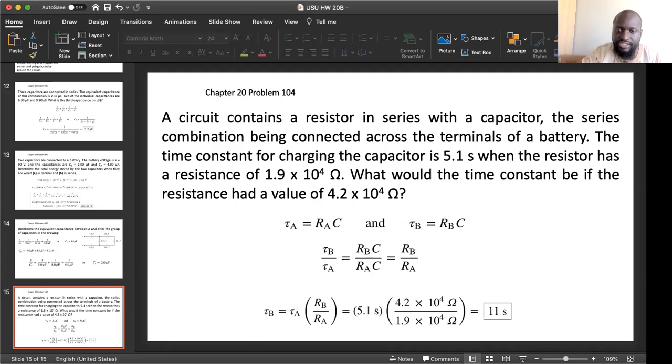So time constant is just resistance times capacitance. Time constant for A is resistance of A times capacitance, and time constant B is resistance B times capacitance. These resistors are what is changed here. The capacitance is kept constant. So when I divide tau A by tau B or tau B by tau A, I will get RBC over RAC, which is just RB over RA. So tau B is tau A times RB over RA, and I have everything. I have tau A, I have RB, I have RA. So I'll get the time constant for B from here. And that solves this problem for us.